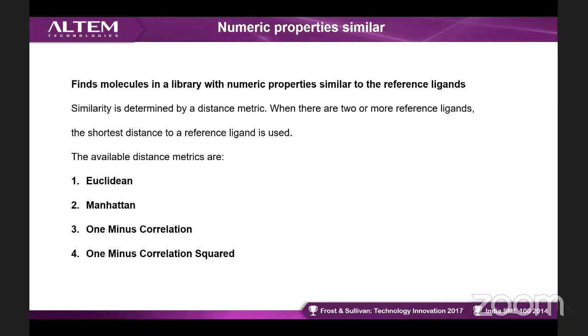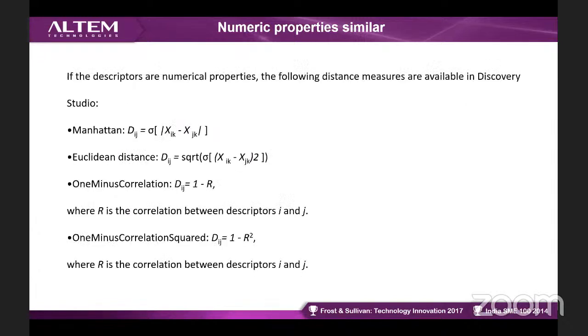If you have two structures, how do you say this is a reference ligand and this is another ligand? You can calculate it by means of the position of your molecule or numerical properties, which can be measured by means of Euclidean, Manhattan, 1 minus correlation, 1 minus correlation squared. These are different distance metrics. It will help you come out with a numerically similar property of your ligands. So how do you do that? We apply certain distance formulas, taking the I and J positions, calculate the distance, and you get that.